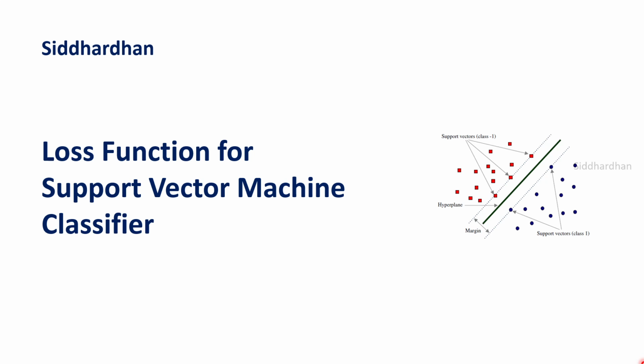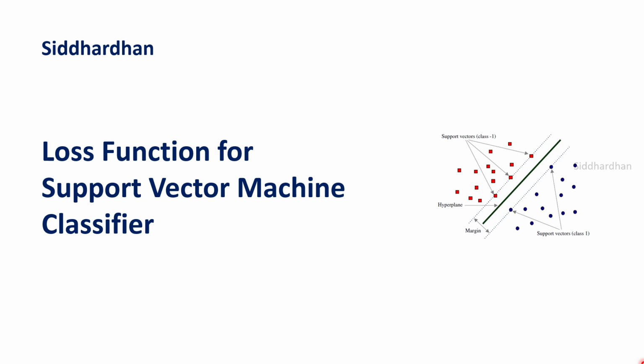In my previous videos, I have explained the intuition and math behind a support vector machine classifier, and in today's video, we are going to discuss the loss function for a support vector machine classifier. Okay, so that is the agenda for today's video. For the SVM classifier, we have a different kind of loss function called hinge loss, and we will be discussing this hinge loss in detail in this video.